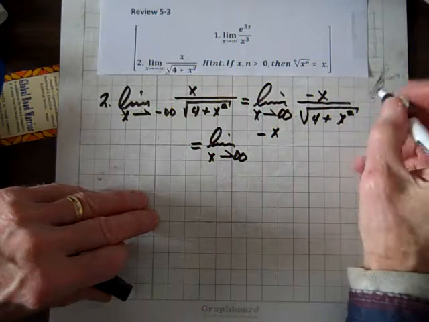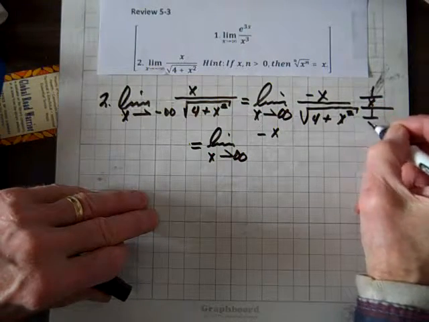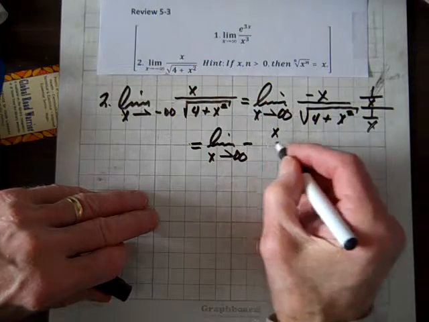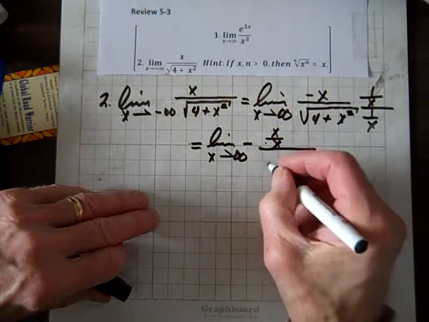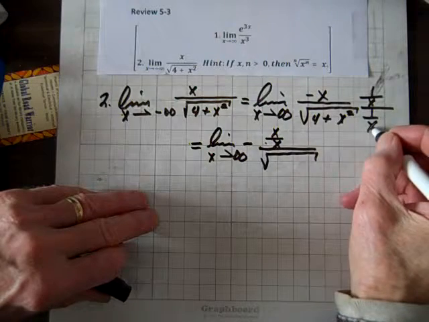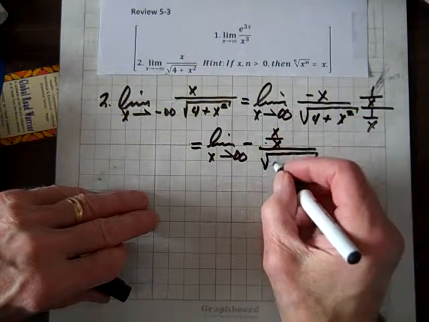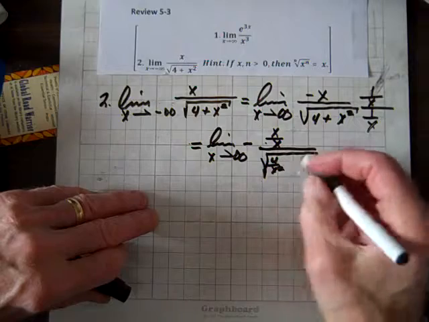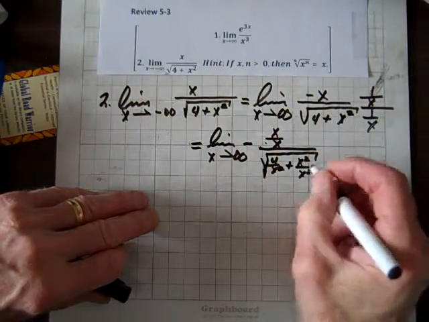Or do it this way. I'll multiply by 1 in the form of 1 over x over 1 over x. And in doing that, I think I'll stick that negative right out here. We'll have x over x divided by the square root of, and when we bring this x under the radical, it will become x squared. So that'll be 4 over x squared plus x squared over x squared.